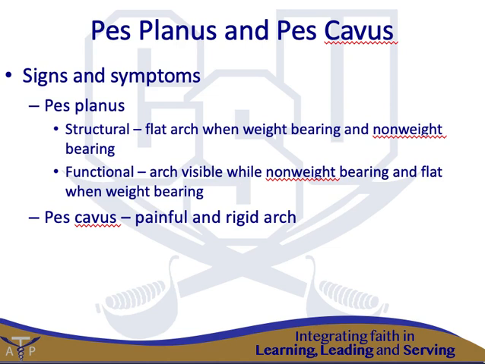Signs and symptoms for pes planus. For structural pes planus, there's a flat arch when weight bearing and non-weight bearing because it's there all the time. For functional, there's an arch visible when the person is non-weight bearing, but when they weight bear, we lose that arch, or what we refer to as a fallen arch. For pes cavus, we have painful and rigid arch in that cave-like or that high arch.